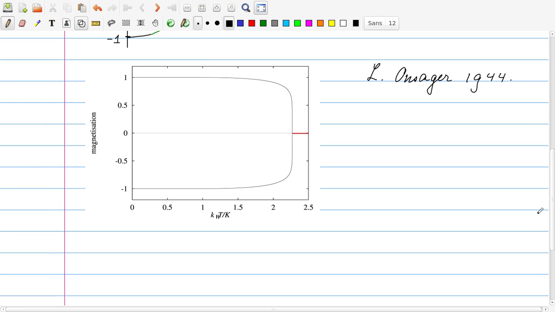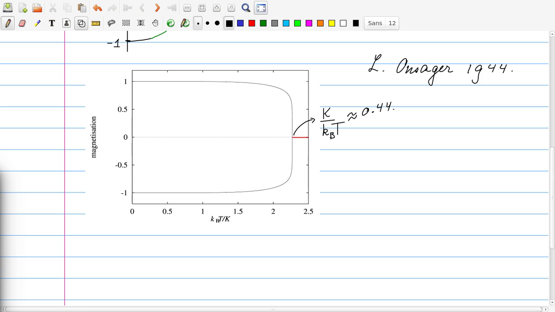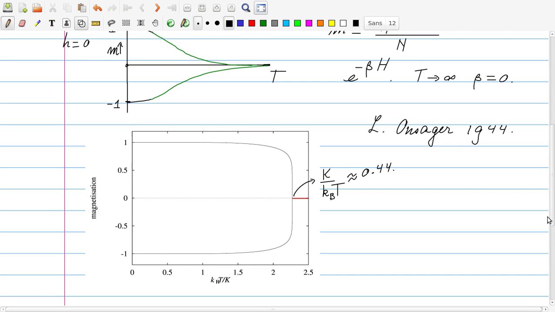That solution is quite difficult, and therefore it's useful to see whether we can find, say, an approximate solution to see what the behavior of the model is. The Onsager solution predicts the phase transition to take place precisely when the coupling constant divided by k_B T is equal to 0.44. So it's interesting to spend a little bit of time on that.